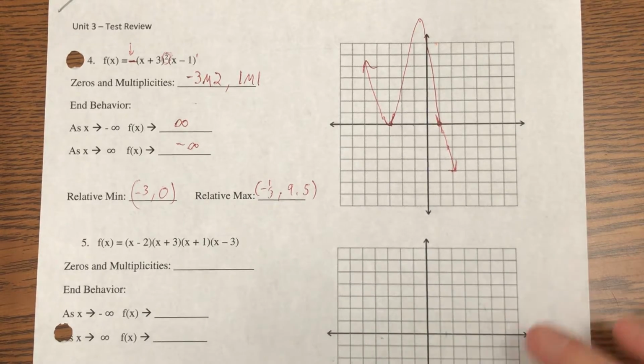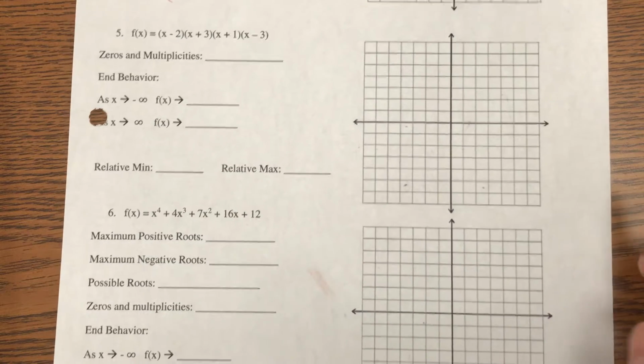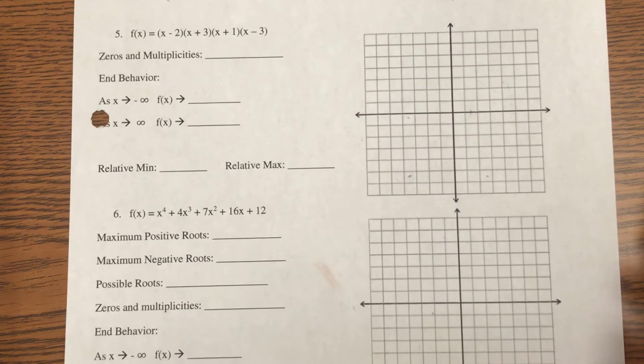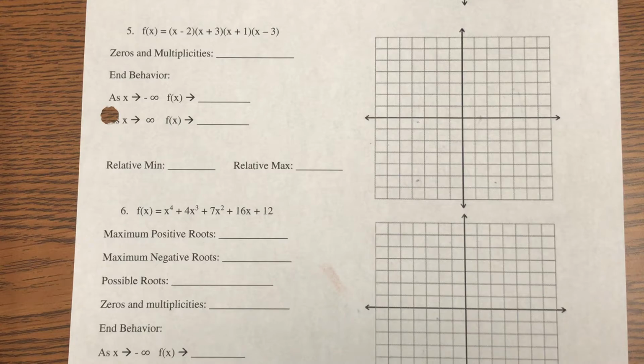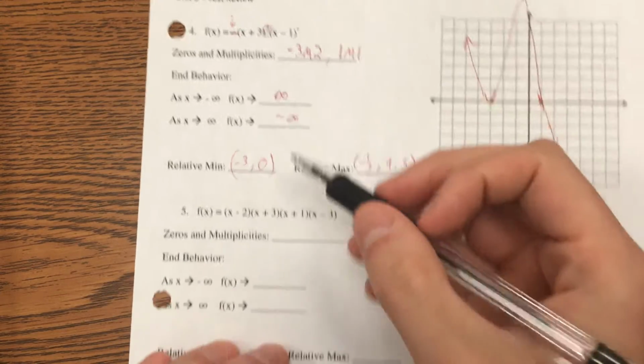All right, we are almost done. We just have this and the back to go. So two problems here, and then we'll do the back all together. So once again, we are starting out. This is in factored form, just like this one was.